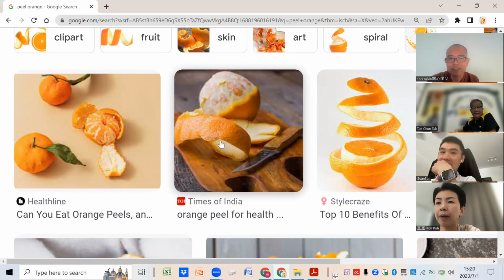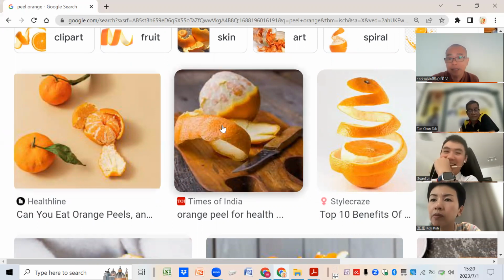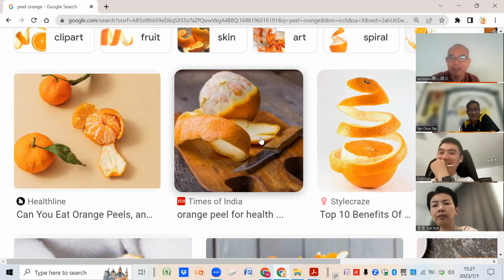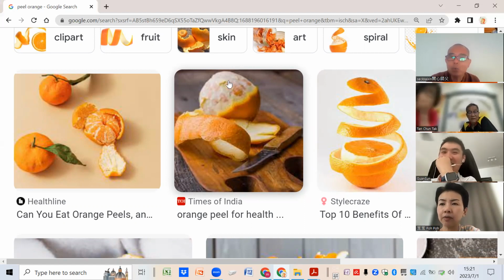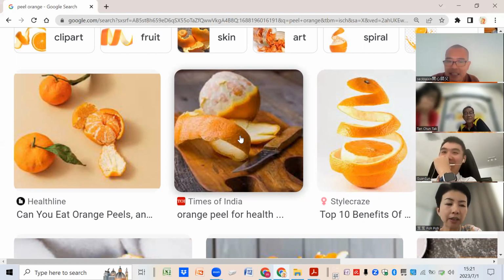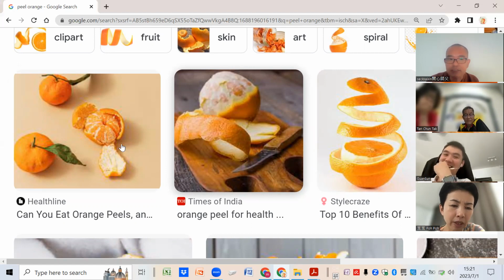Vitamin C, yes. But I mean the skin and all these things, the orange color. So what is the white color? This is the skin, right? What is in the white color? Fiber, I think so. So this is the fiber.